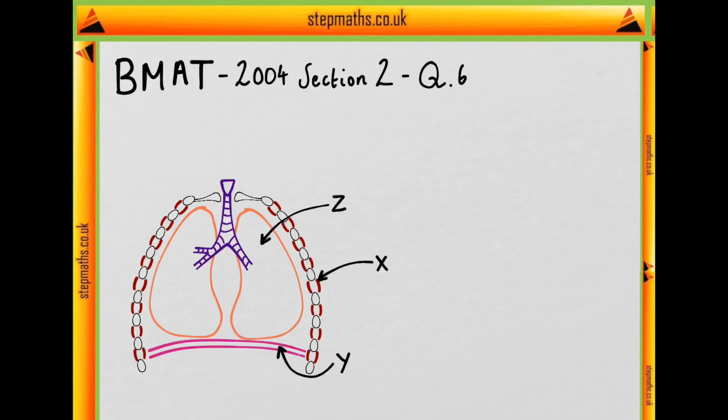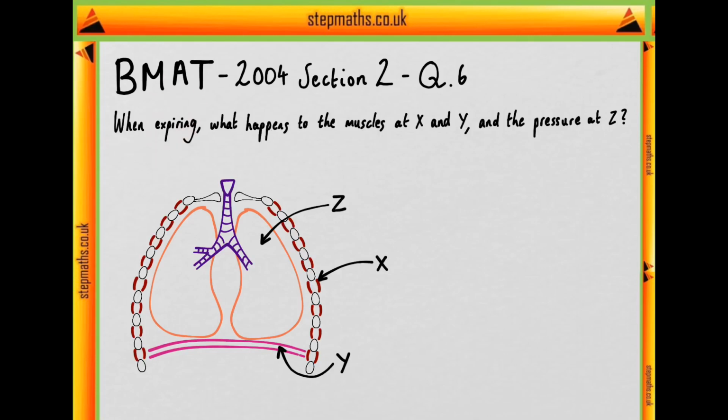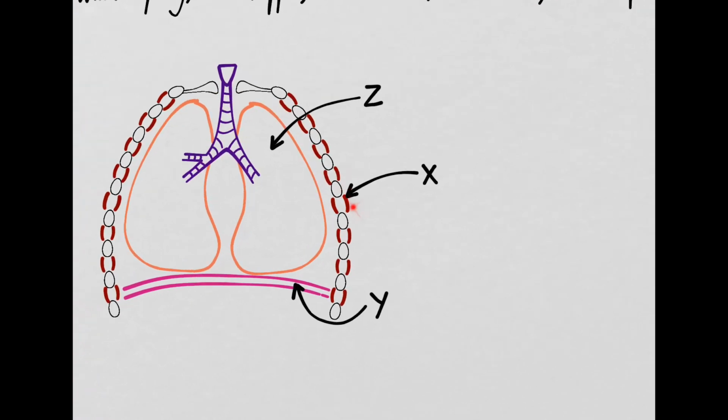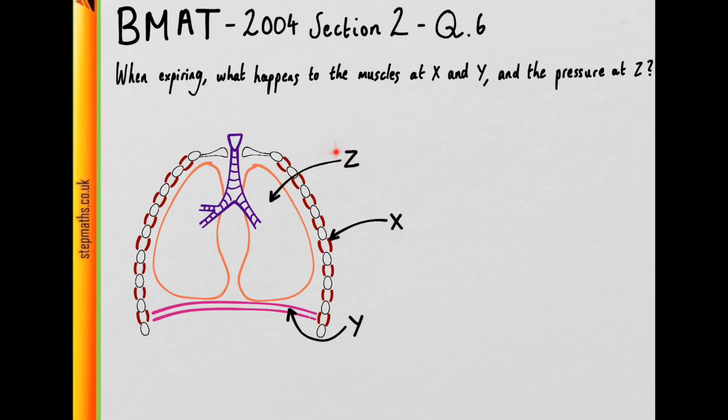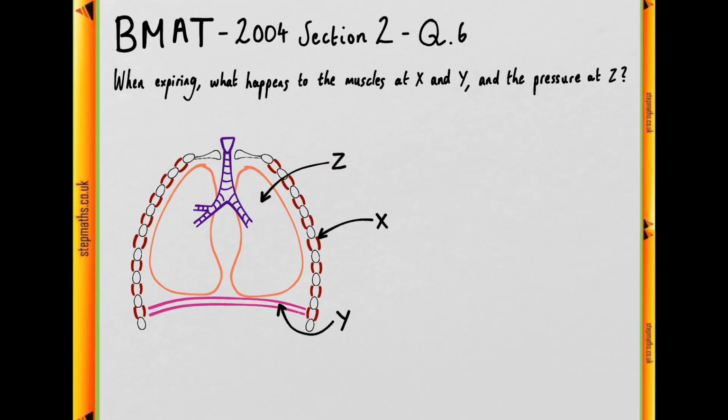In question 6, we're given the following diagram here, which we're told is a section through the thorax. We're then asked, when breathing out, i.e. expiring, what happens to the muscles at X and Y, and the pressure at Z? So X refers to these muscles here on the outside surface of the ribs, Y refers to this muscle here, i.e. the diaphragm at the base of the thorax, and Z refers to the pressure within the lungs.